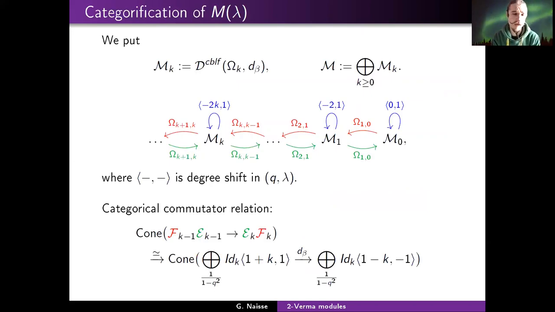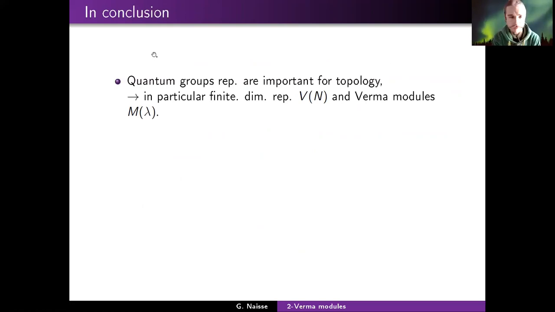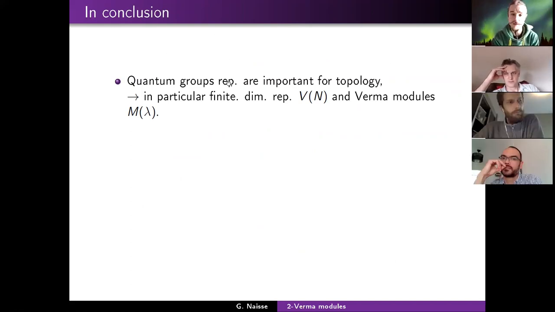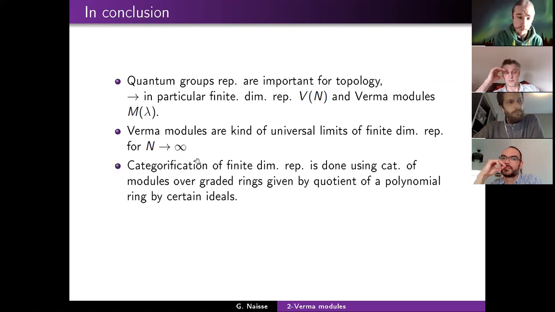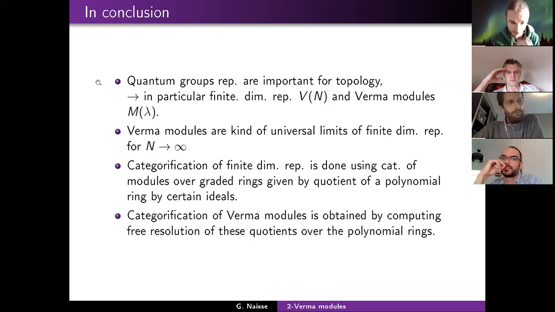Okay, and so in conclusion, what I think is important to remember for the next part is that quantum group representations are important for topology. In particular, the finite dimensional representation Vn and the Verma module M lambda. Also that you can think of the Verma module as some kind of universal limit of the finite dimensional representation when n goes to infinity. That you can obtain categorification of the finite dimensional representation using a certain category of modules over graded rings. And these graded rings are given explicitly by a quotient of a polynomial ring by certain ideals. And finally, that you can obtain the categorification of the Verma by computing a free resolution of this quotient over the polynomial rings.